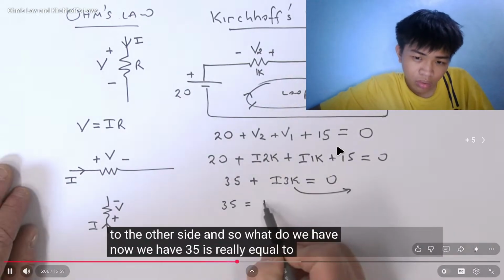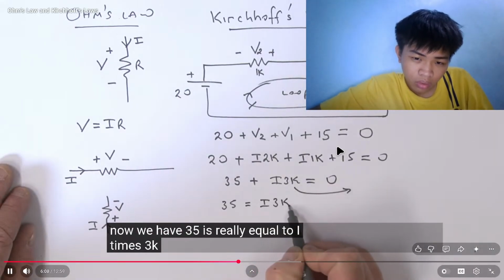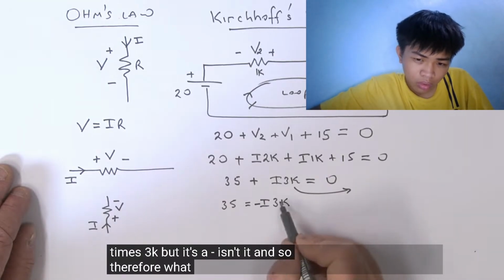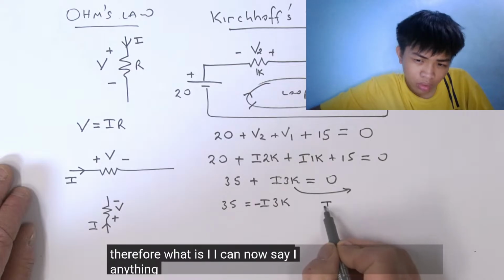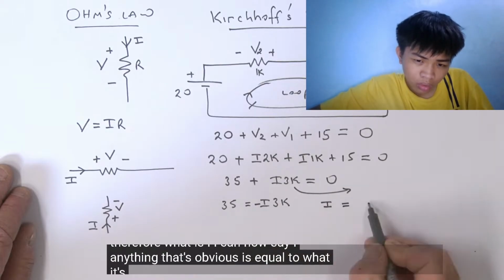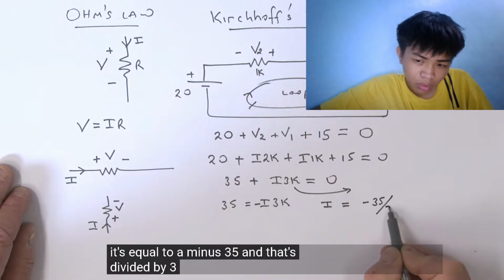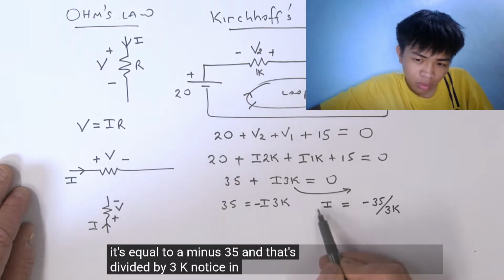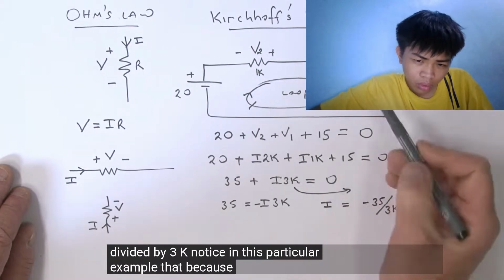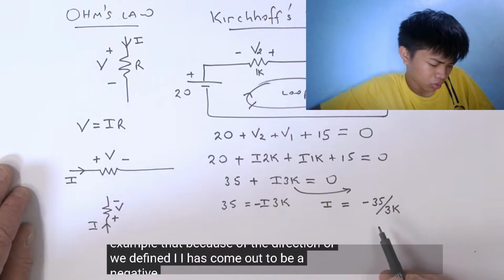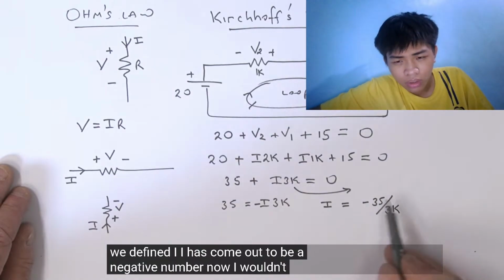Okay, let's take I times 3K, but it's a minus, isn't it? And so therefore, what is I? I can now say I, and I think that's obvious, is equal to a minus 35, and that's divided by 3k. Notice in this particular example that because of the direction that we defined, I has come out to be a negative number.